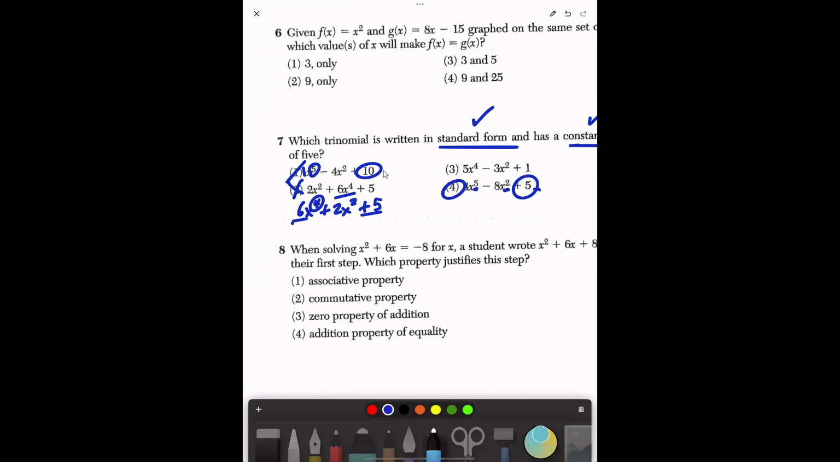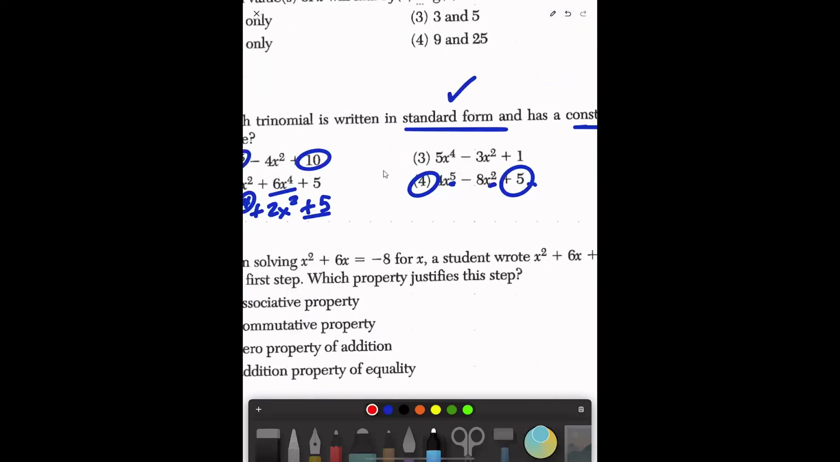Now, look at number 3. What's wrong with number 3? Well, it's in standard form. The highest exponent is 4. The leading coefficient is 5, but the constant is 1. That's why this is not the answer. All right.